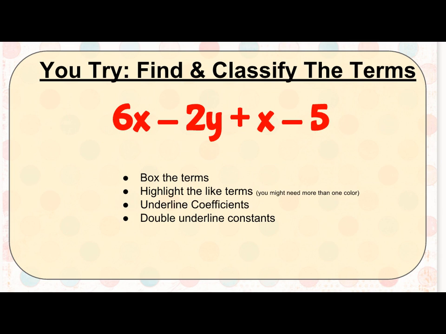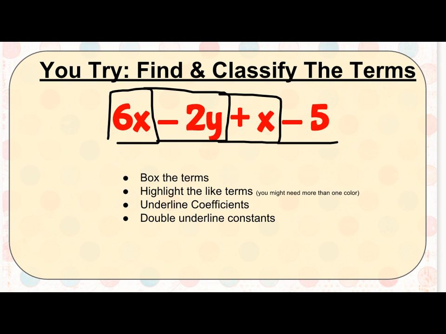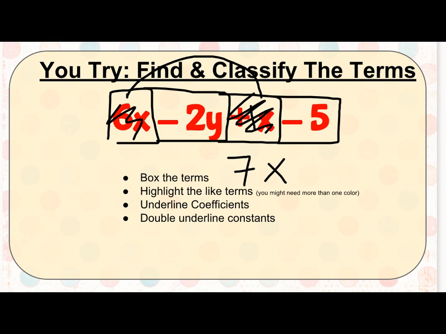Okay. For this one, okay, we said 6x plus one more x, because that's really a 1 there. One more x gives me 7 x's. And then that's all I had for like terms. So those were gone. So now I had 2 boxes left over. Well, I'm just going to rewrite those boxes. So I'm going to rewrite the minus 2y and the minus 5. And now it's simplified.